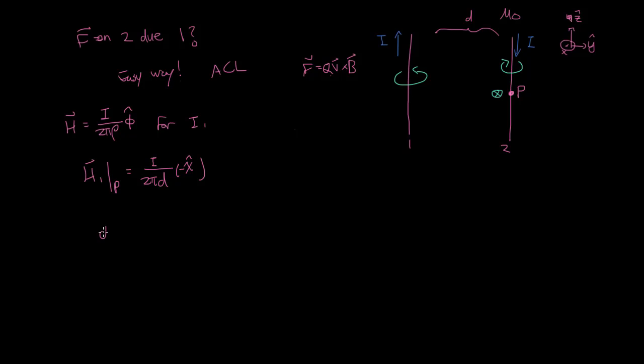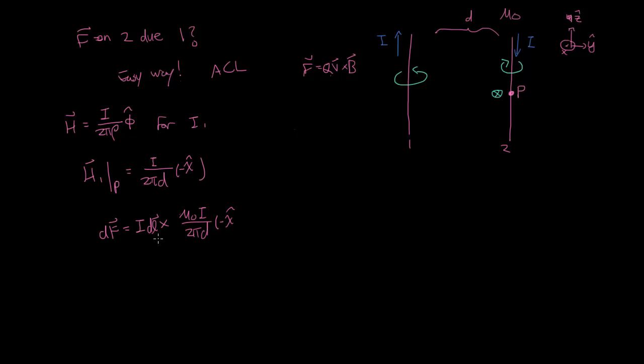So for an infinitesimal segment of current at location P, the force that you're going to experience is going to be equal to I, that's referring to this I over here, dl, because we're just looking at a short segment, cross the B field, right? And the B field in this case is going to be equal to mu naught I over 2 pi d, because it's the H field times mu, in the minus x hat direction.